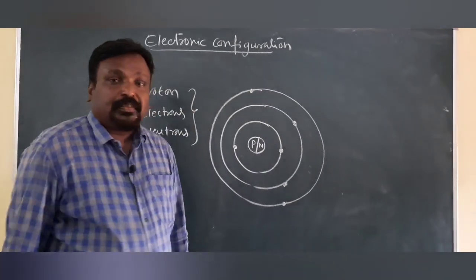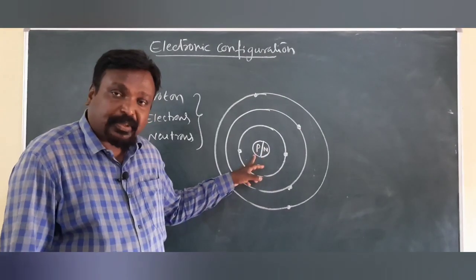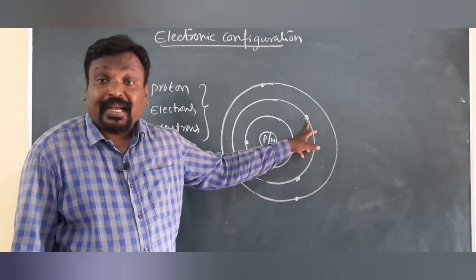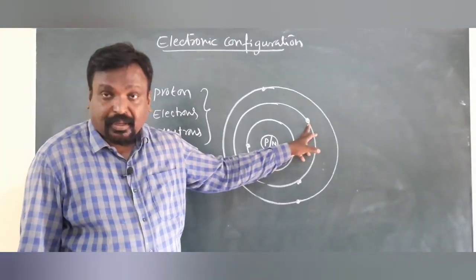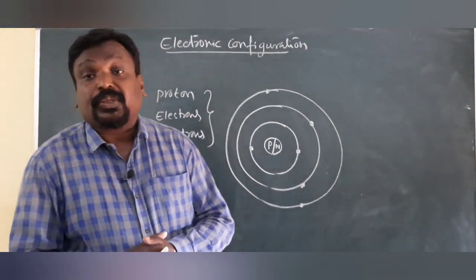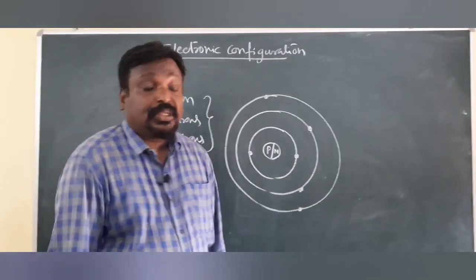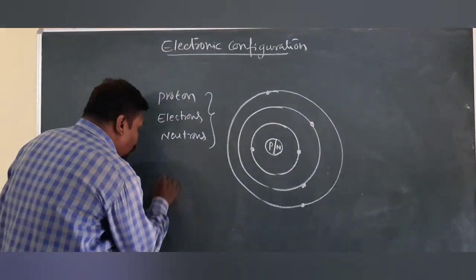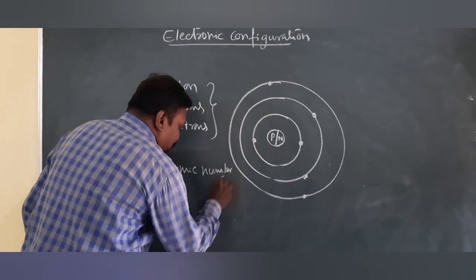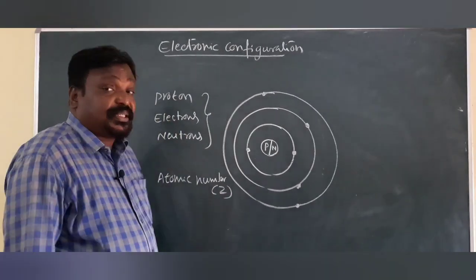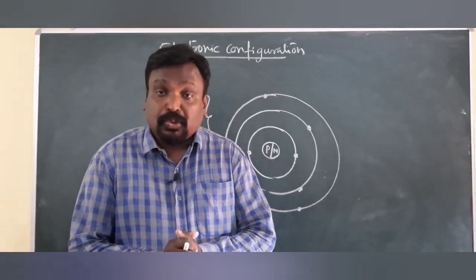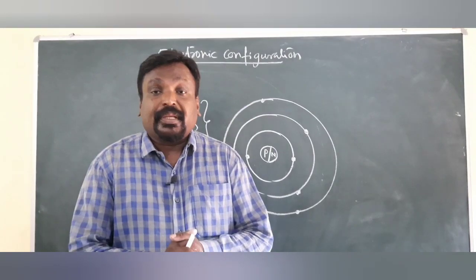Okay? Protons, these are the positively charged particles. Neutrons, they don't have any charge, whereas the electrons, they have negative charge. The number of protons in an atom is equal to the number of electrons. We call that one the atomic number, which is indicated by the letter Z, that you know. Atomic number is nothing but the number of protons or electrons found in the atom.